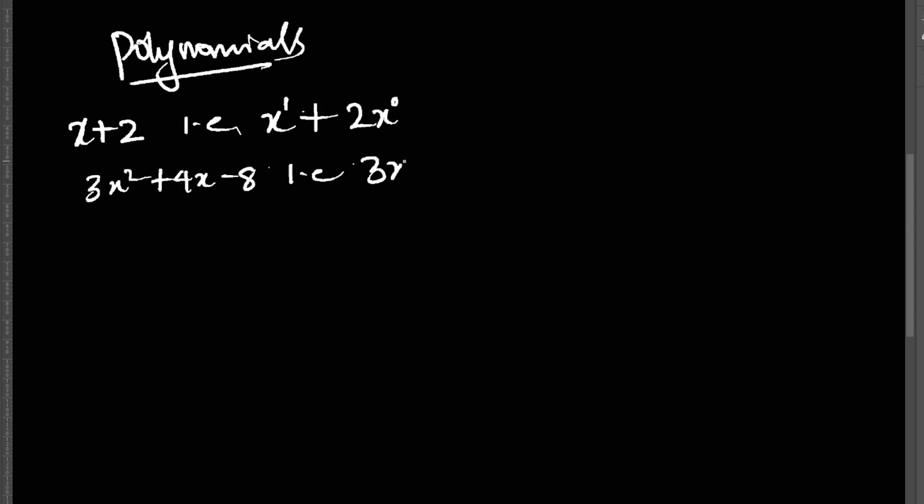If I have x plus 2, it is a polynomial. Why? Because x has a power of 1, plus 2x to the power of what? 0. So if you look at the power, it ranges from 1 to 0. That means it's descending. If I have 3x squared, for example, plus 4x minus 8, this implies that I have 3x squared plus 4x to the power of 1 minus 8x to the power of 0. So when you look at the power of the variable, you have 2, 1, and 0.